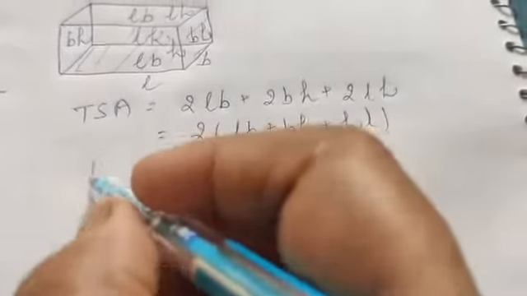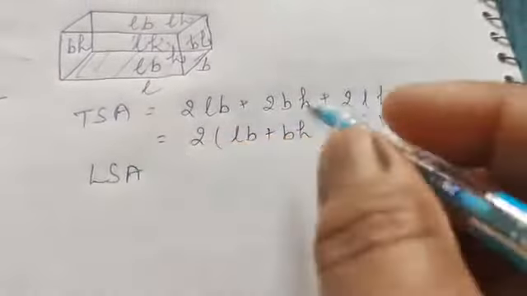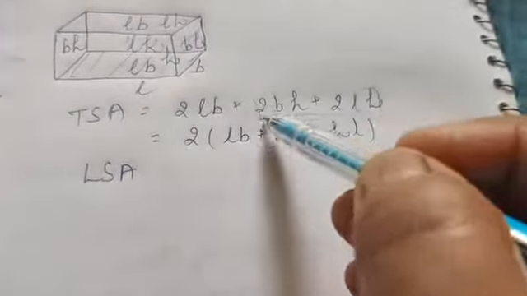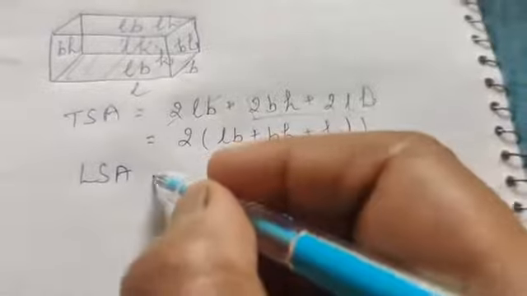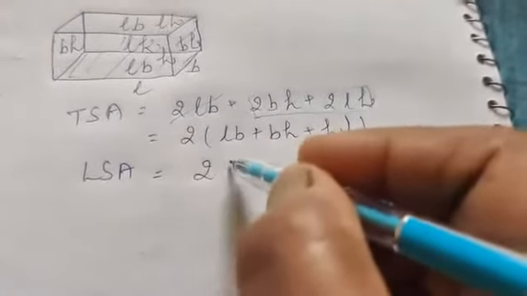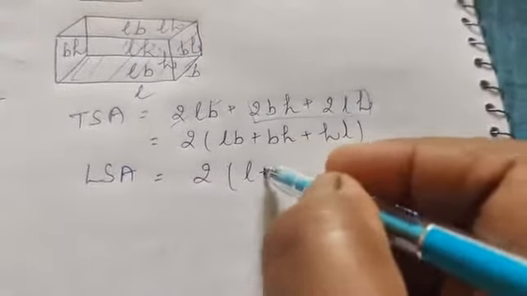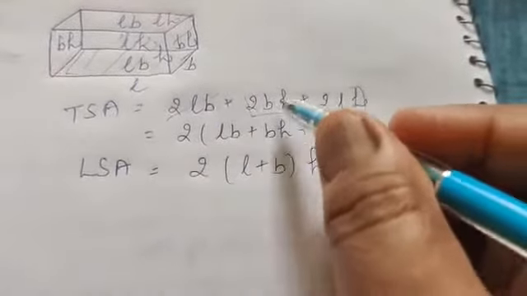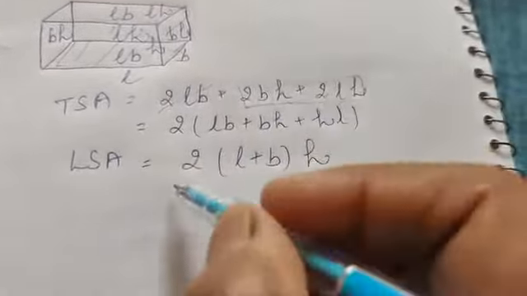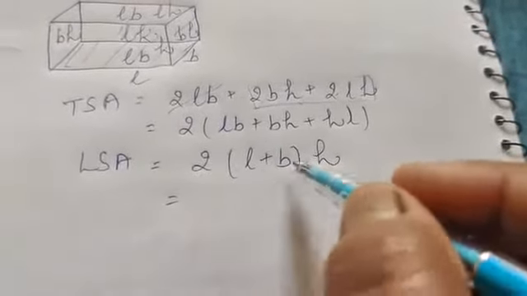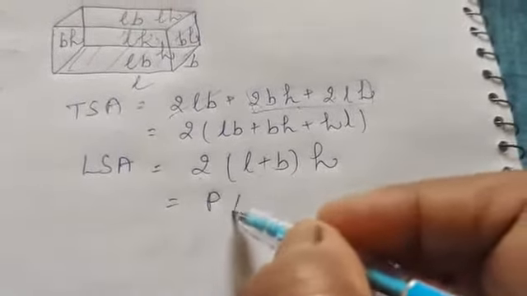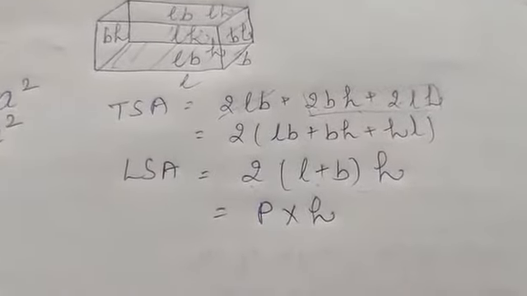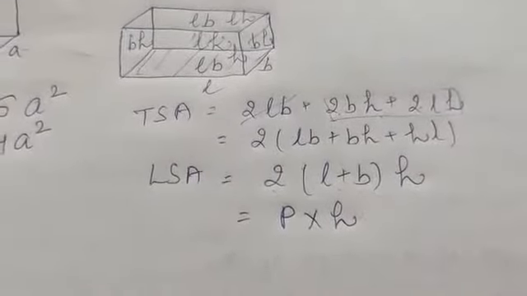And the lateral surface area means area of these 4 sides without top and bottom. The lateral surface area is 2 times (L plus B) into H. Taking H common, 2 and H common, L plus B. Now we can say 2 times (L plus B) is equal to the perimeter of the base, into height. This is the lateral surface area of the cuboid.